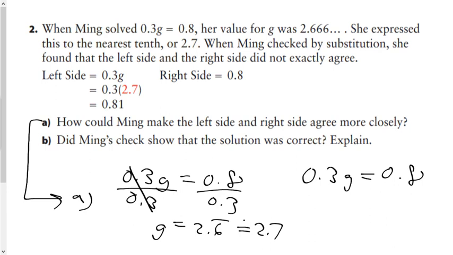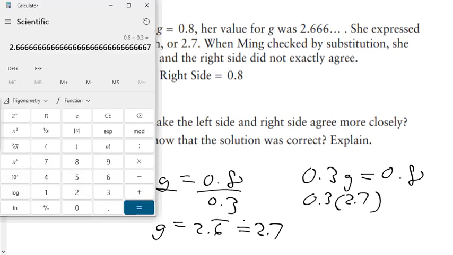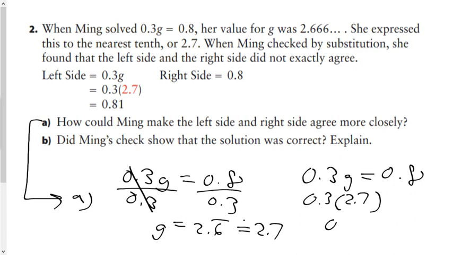Let's put in my 2.7 answer, so 0.3 multiplied by, instead of g, I'm going to put that 2.7 in, and then she took her calculator and said 0.3 times 2.7, and she got 0.81. And since 0.81 does not equal 0.8, she's like, oh God, that's not exact. What could she have done? The answer, if she could have used fractions.